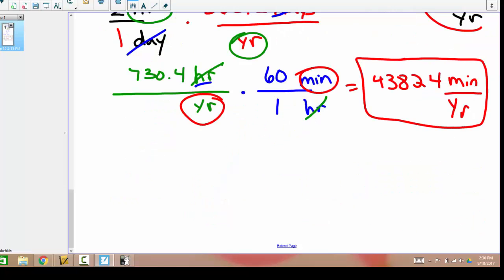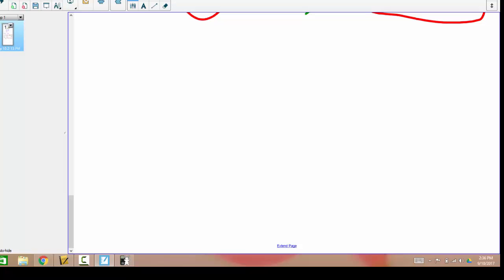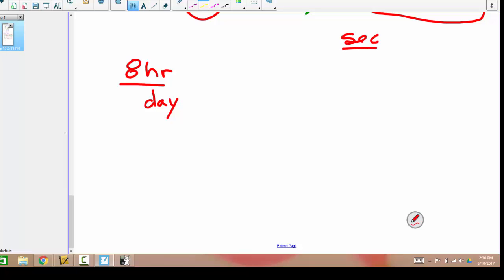All right, I'm going to have you try one now. Let's say you sleep a lovely 8 hours per day. See if you can figure out how many seconds you will sleep per year. So go ahead and hit pause, see what you come up with, and now we will check it.